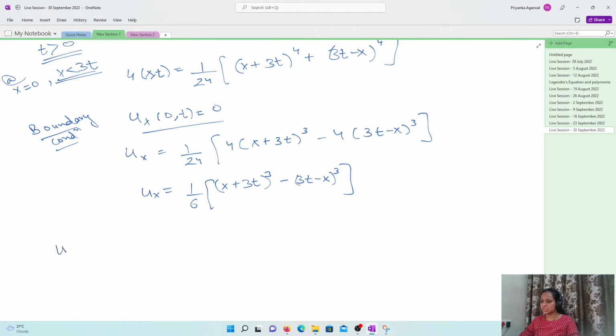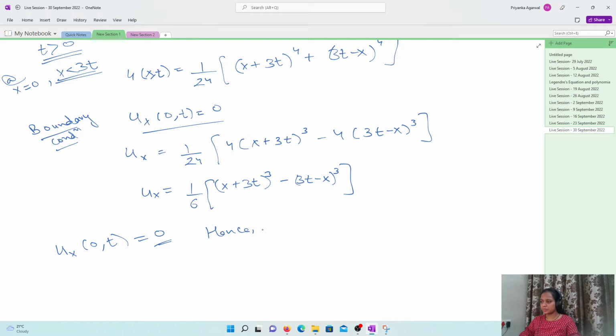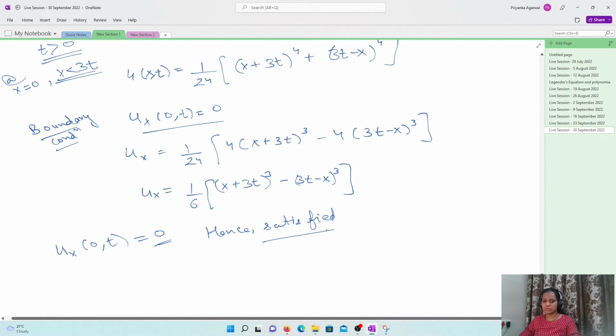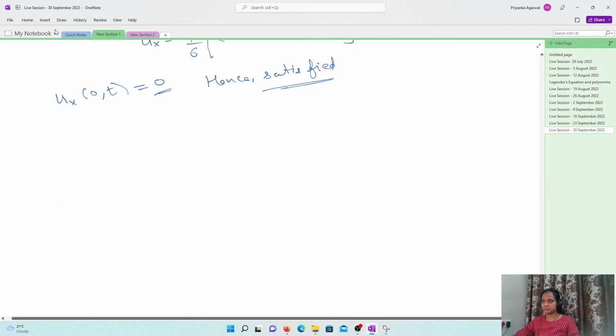Now if you see ux at 0 comma t, it is 0, which means satisfied. So this is our required solution. So we can also solve other problems which fall in this category similarly. But now just let's move on to another problem.